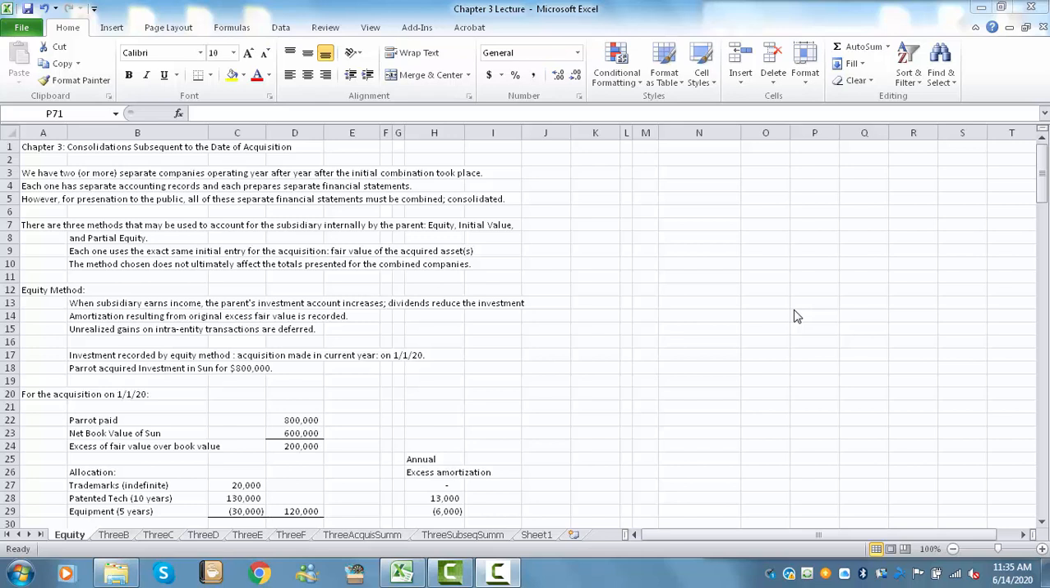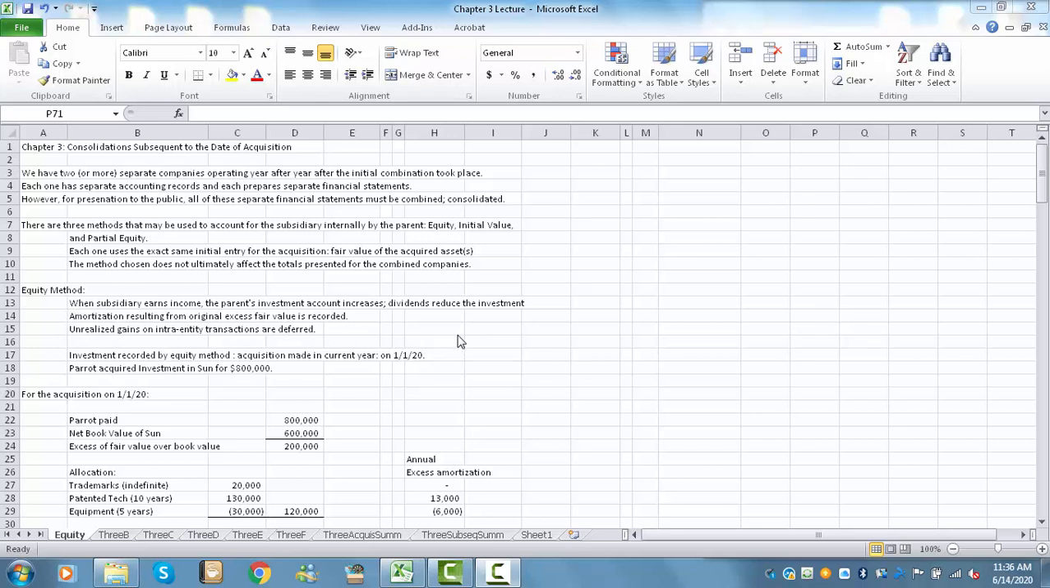There are three methods that may be used to account for the subsidiary internally by the parent. They can use the equity method, the initial value method, or the partial equity method. Each one uses exactly the same entry for the acquisition, the fair value of the acquired assets, which we've done many times before. The method chosen does not ultimately affect the totals presented for the combined companies. It's just a question of how the parent company chooses to do its own accounting.